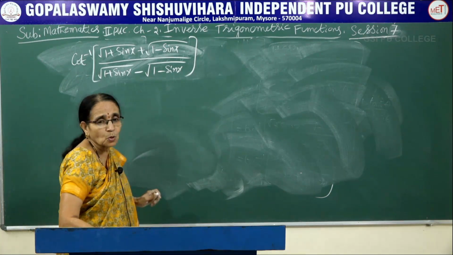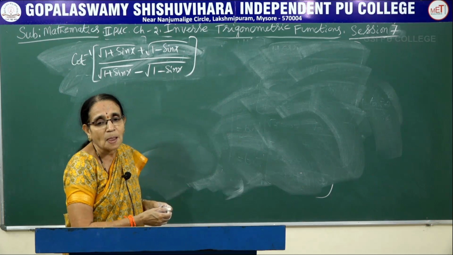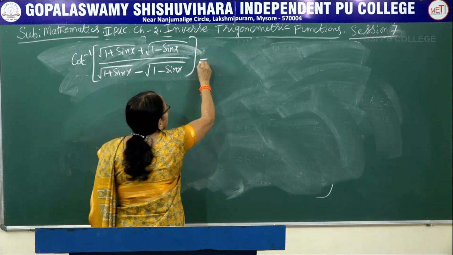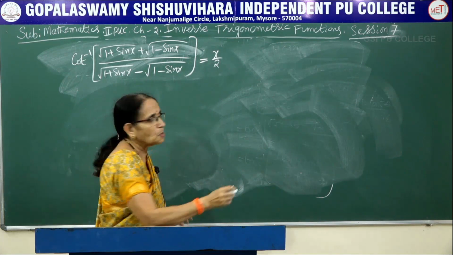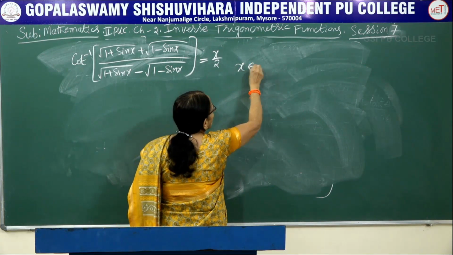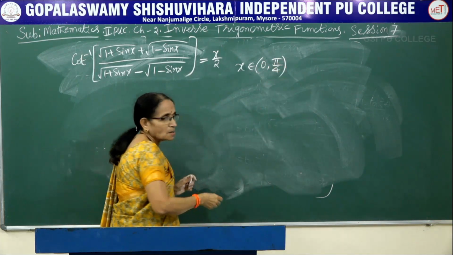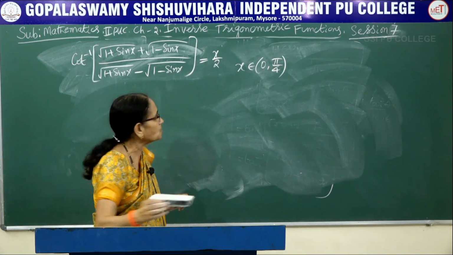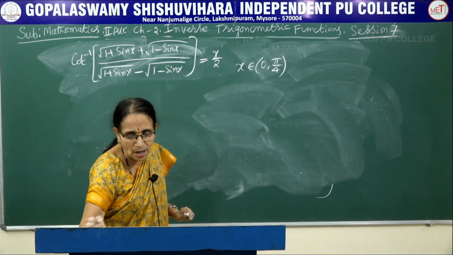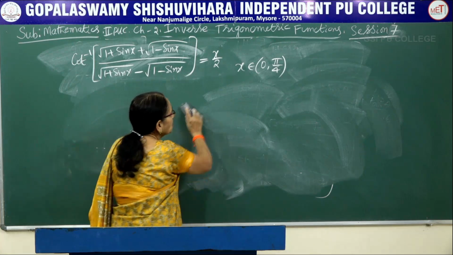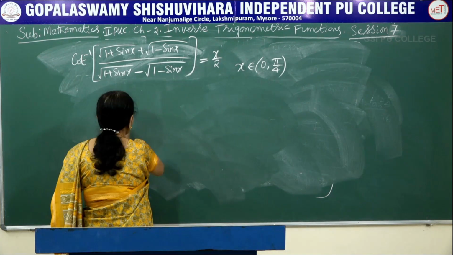Now we have to prove that this is, see, left hand side we have got quite a big expression. The right hand side is a simple term, that is simply x by 2, x belonging to the open interval 0, pi by 4. Now this is the interval to which it belongs. Now we have to start with the left hand side and arrive at the right hand side. Now look at the function.